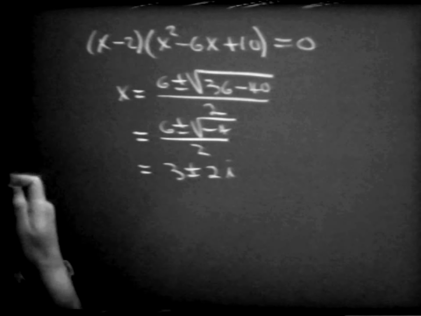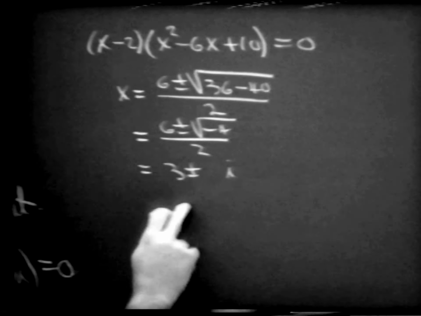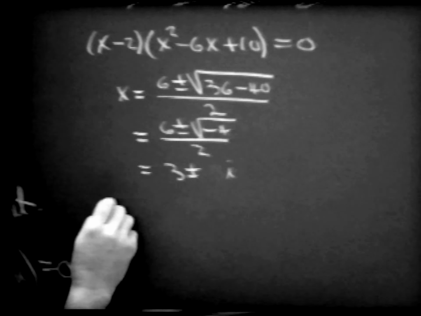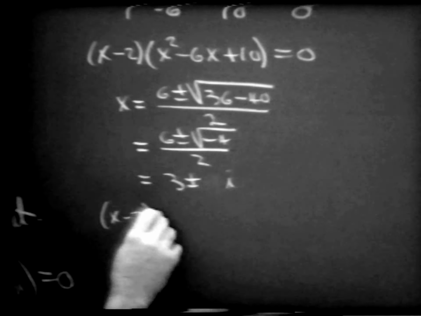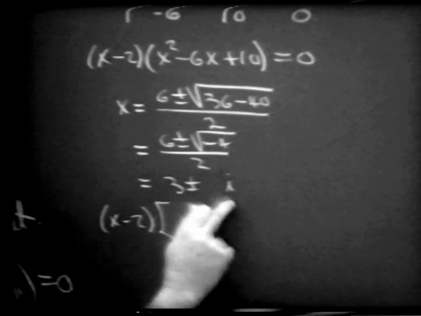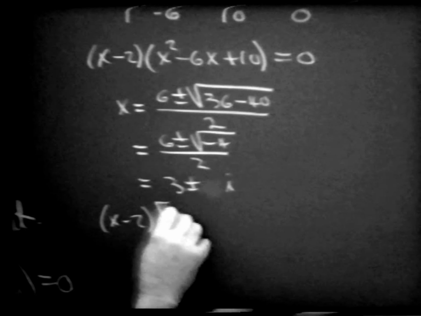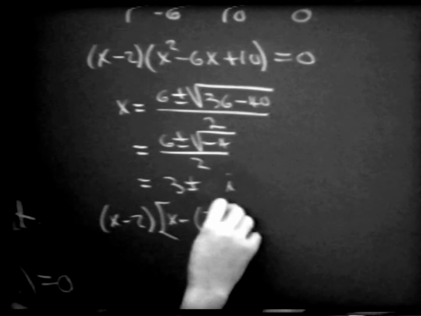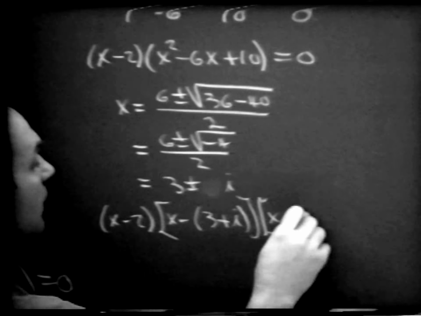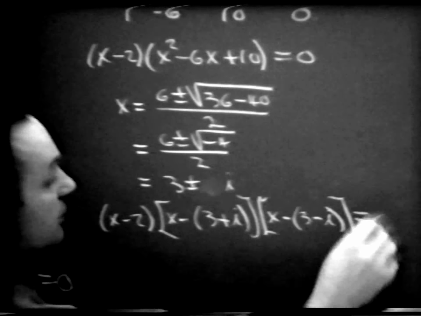Let's see, now this were simply the number i. Is that right? It's 6 plus or minus 2i all over 2, which is 3 plus or minus i. Well, notice now we may write our products here. If 2 is a root, and if 3 plus i is a root, and 3 minus i is a root, then x minus 2 times x minus the quantity 3 plus i times the quantity x minus 3 minus i is going to be equal to 0.